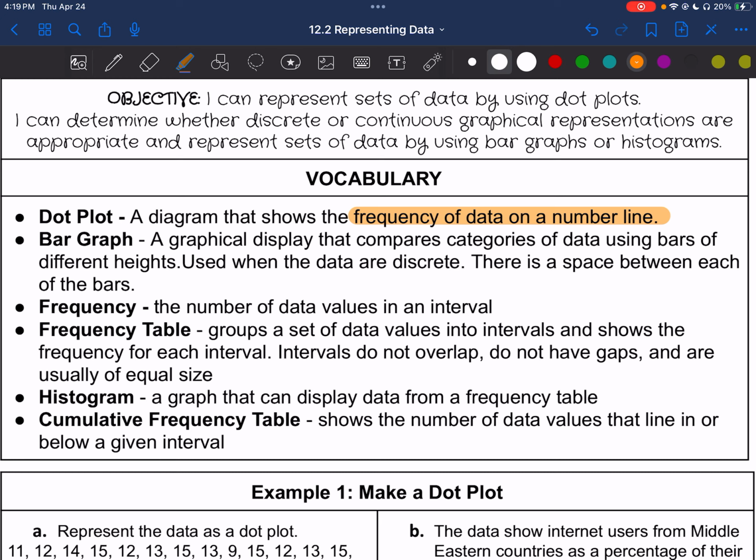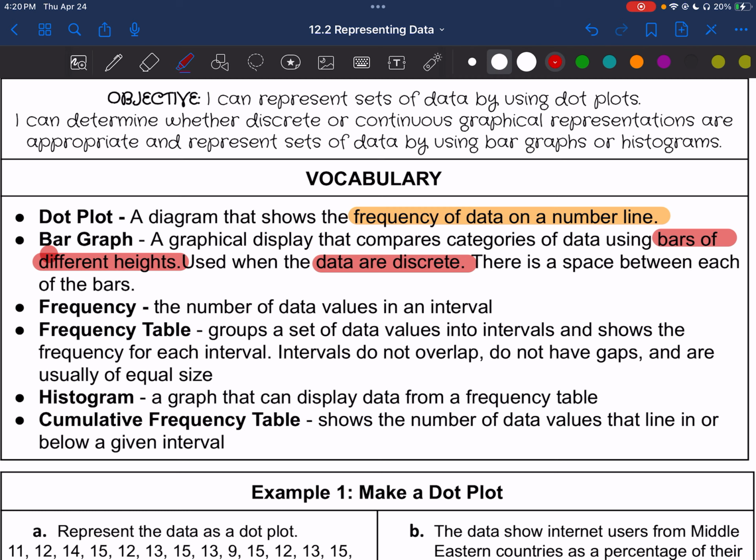The next vocab term we have is a bar graph. This is a graphical display that compares categories of data using bars of different heights. It is used when the data is discrete and there is a space between each of the bars. So discrete data means they are individual, distinct things. They are not a continuous spectrum that you're working with.